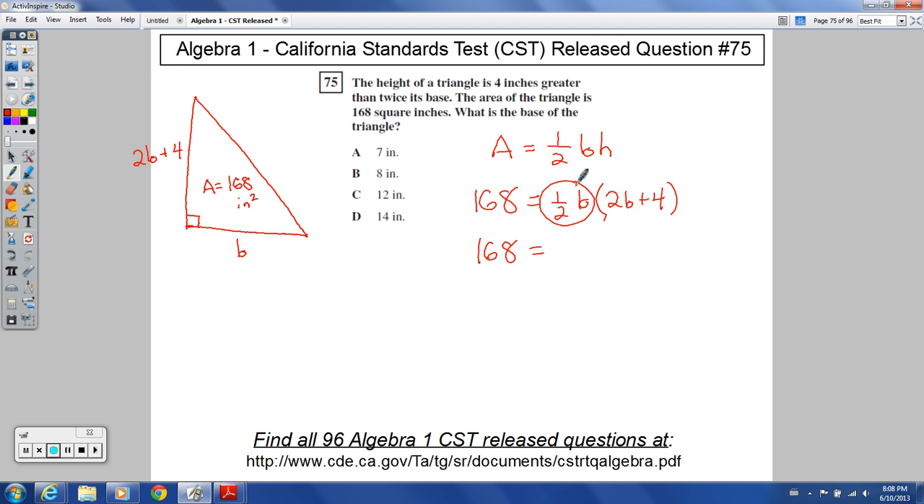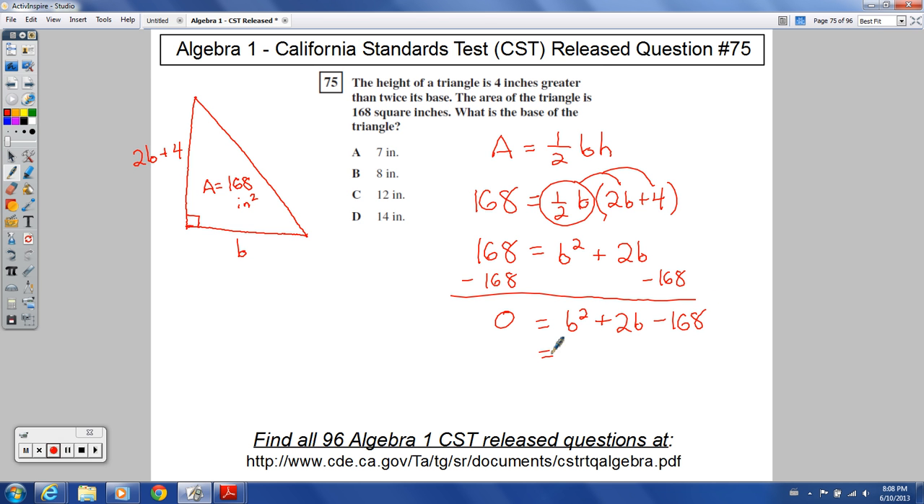I'm going to take this and distribute it to both parts here. The 1/2 b distributed to both parts will look like this. It would be b squared plus 2b. Subtracting 168 from both sides leaves me with 0 equals b squared plus 2b minus 168. And it looks like this might be factorable. So let's try to factor this out.